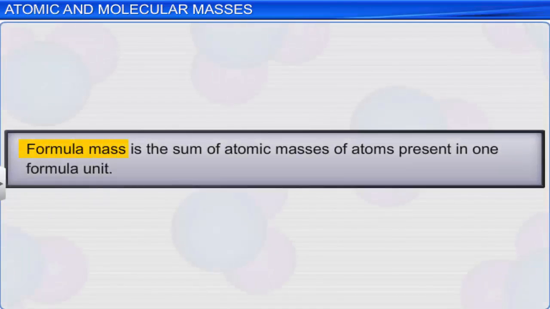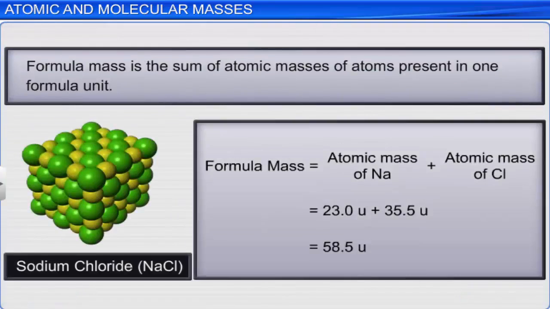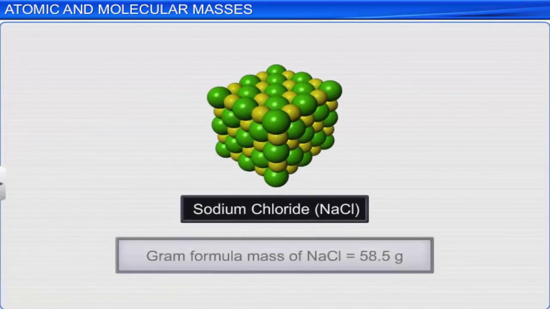Formula mass is the sum of atomic masses of atoms present in one formula unit. Thus, the formula mass of sodium chloride is the atomic mass of sodium plus the atomic mass of chlorine, which is 58.5 U. When the formula mass is expressed in grams, it is known as gram formula mass.